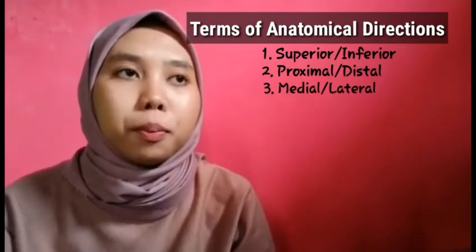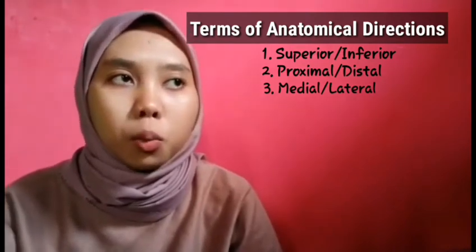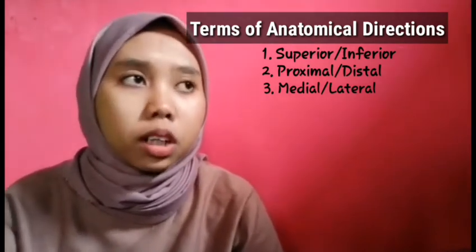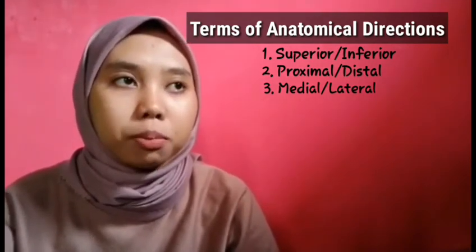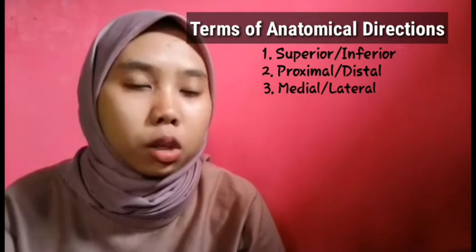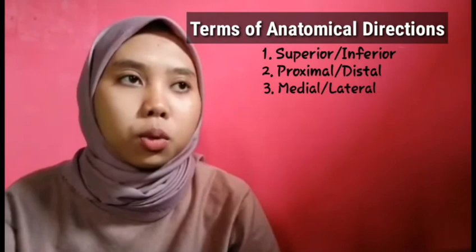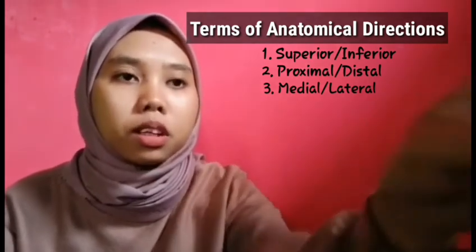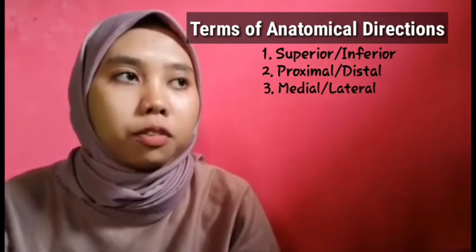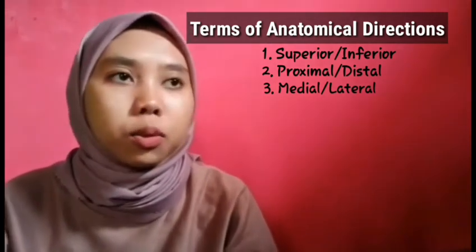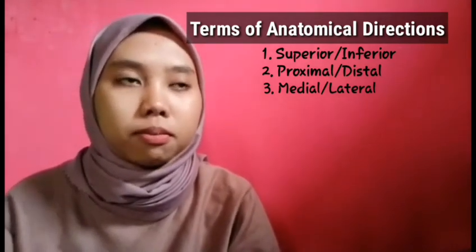The third, medial or lateral, equivalent to toward the middle or toward the edge, used with respect to the midline of the trunk of a body in anatomical position. A structure that is medial to another is closer to the midline of the body's trunk. A feature that is lateral to another is farther away from the midline of the trunk.